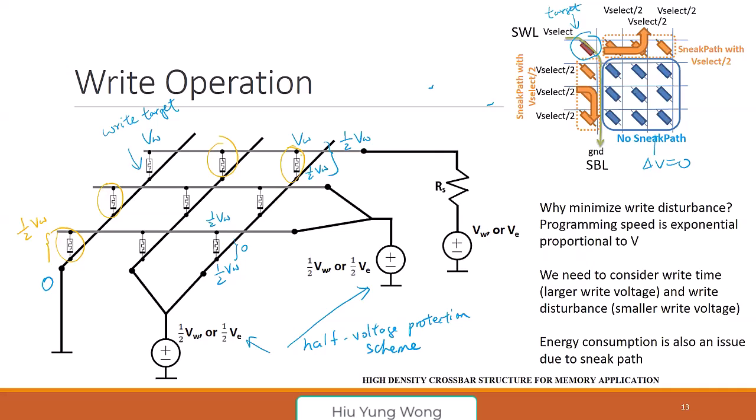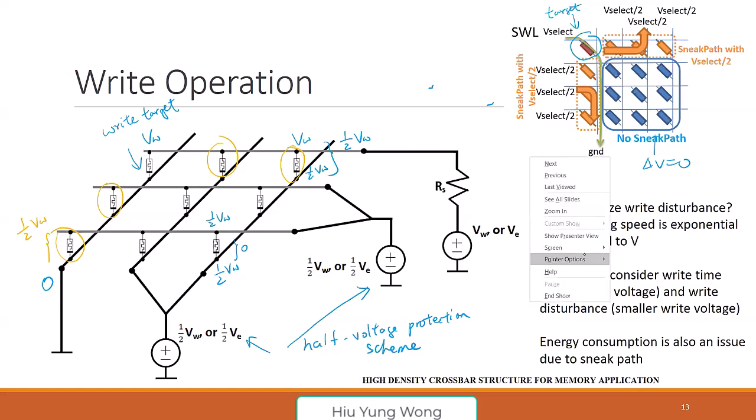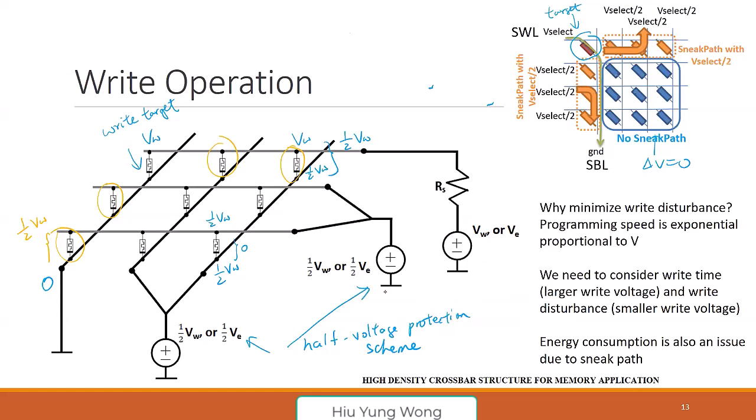What do you think? I mean, you're still going to have a leak current or a sneak current. Exactly. We still have a problem. But why are people so proud of that and it becomes a scheme? That is because of the characteristic of the resistive memory.